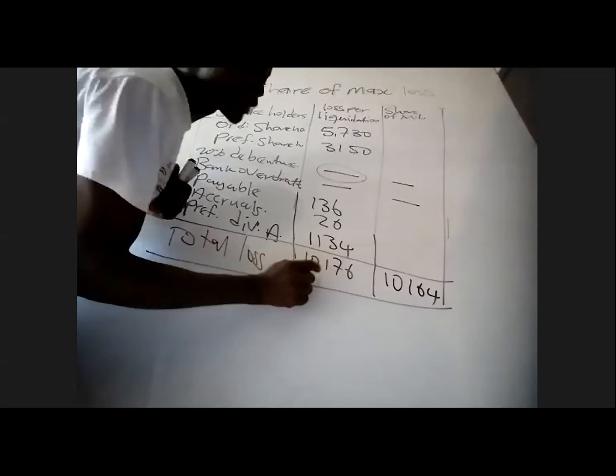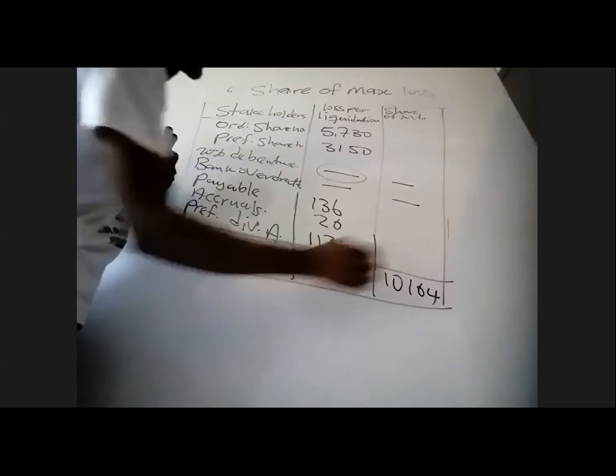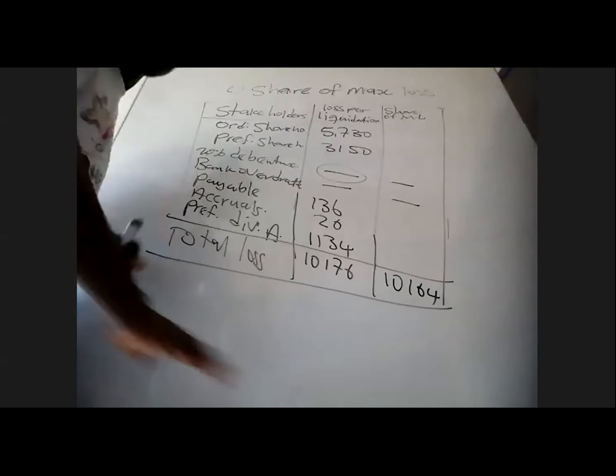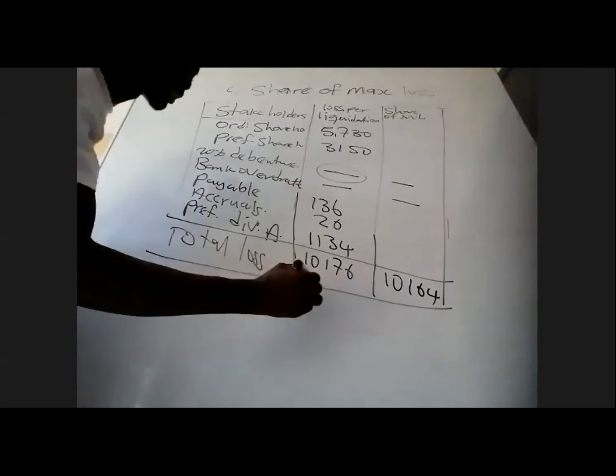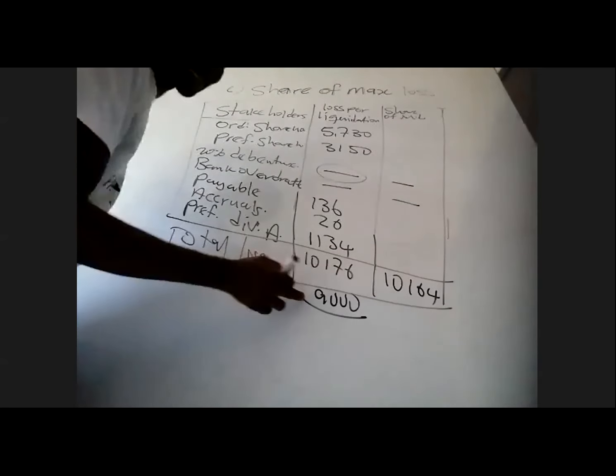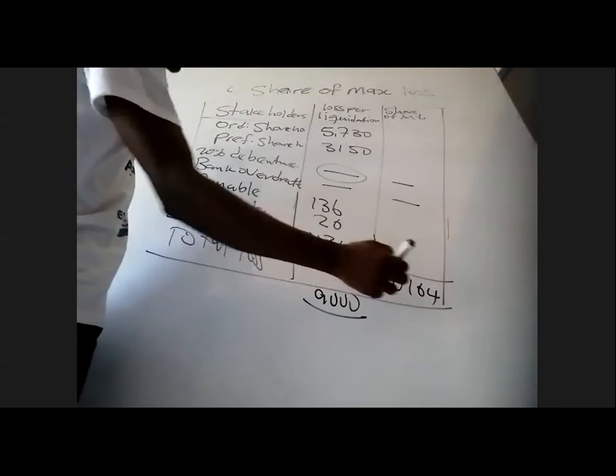Good. In the event where this figure is more than this, so it's lesser than this, in that event there's no maximum loss, because in that case you don't need to reconstruct. You liquidate. Assume that this loss is, let's say, 9,000. Loss per liquidation is 9,000, which is lower than this.